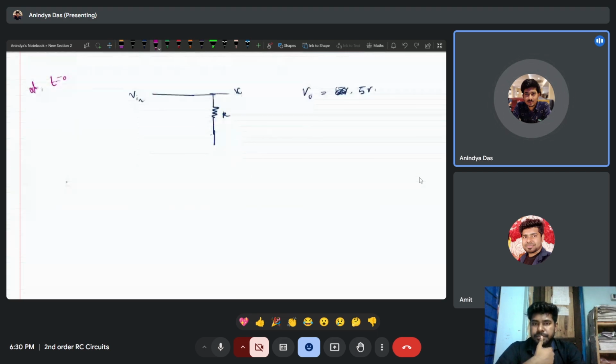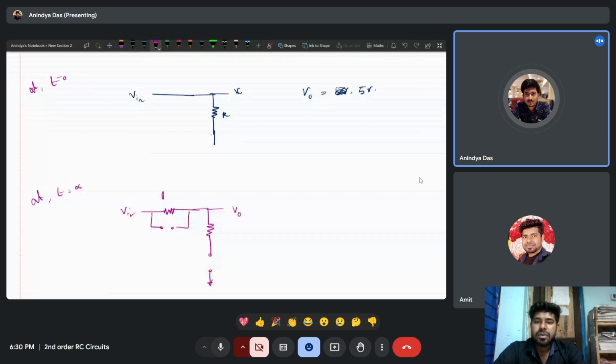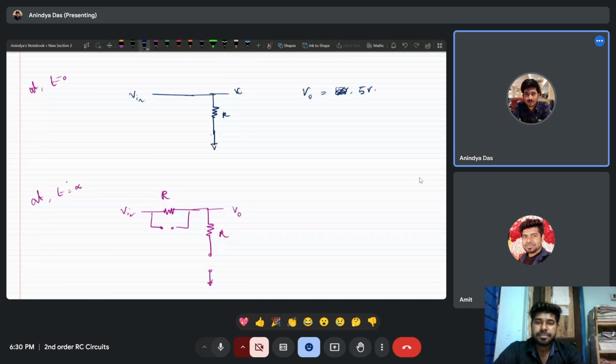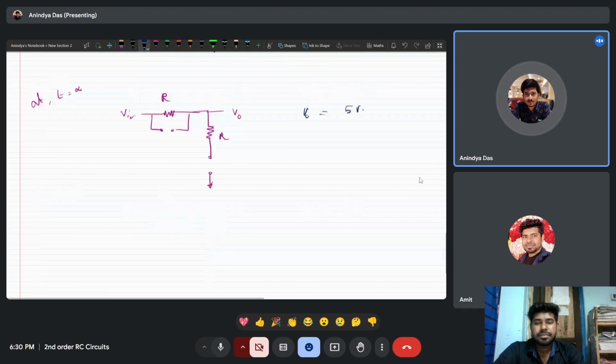After that, at t equal to infinity, what happens? All the capacitors act as open circuit. So here is R, here is V0. Anindam, make a ground on the above circuit, above figure. Yes, sorry. And at t equal to infinity, V0 equal to 5 volt.